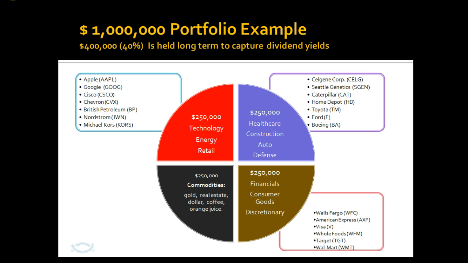So yeah, you would have $1 million divided into 4 parts, and let's say we'll put $250,000 in technology, energy, and retail, and another $250,000 in healthcare, construction, auto, defense, and another $250,000 in commodities such as gold, real estate, dollar, coffee, orange juice, and another $250,000 in financials, consumer goods, and discretionary.